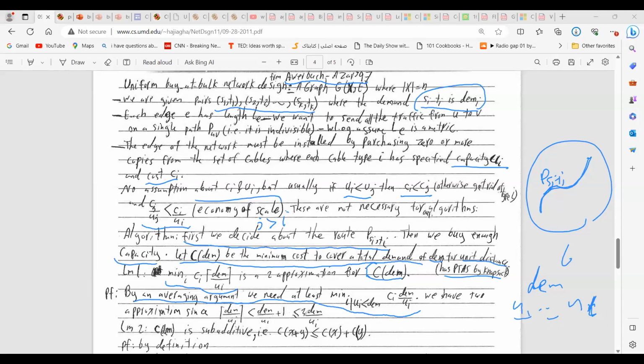We are doing this kind of density argument again, the same thing that we have done, for example, for set cover. You see that if all of them are covering, that means that, because you have different cables, just make sure that it actually works.